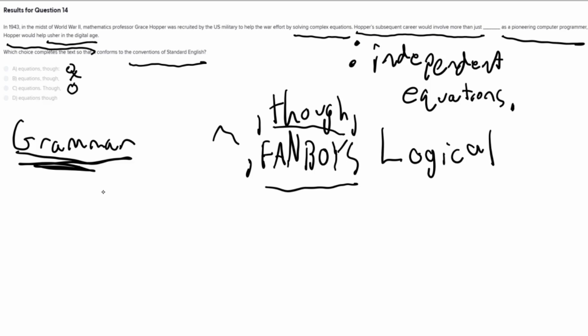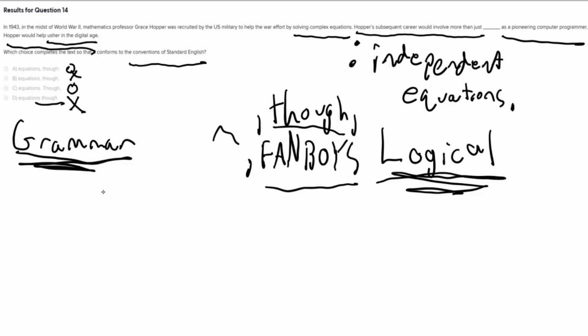And then D says equations, though. There is absolutely no punctuation. There's no comma, there's nothing, no conjunction. This is basically a run-on sentence, because there are two independent clauses and we're not using any commas or anything to separate them. So this is a run-on. This is definitely wrong.